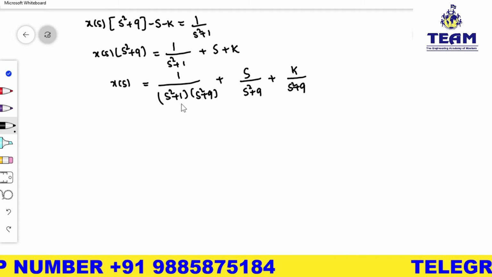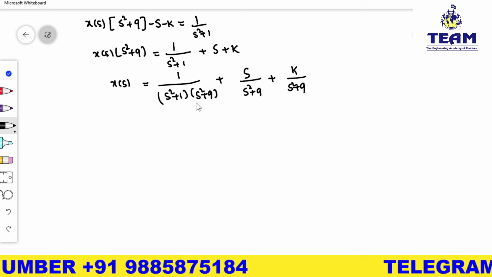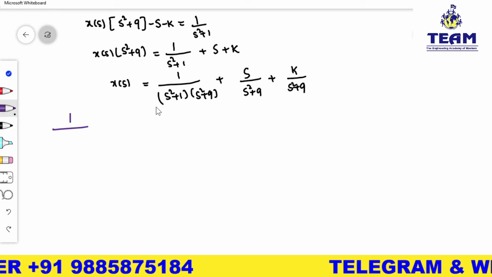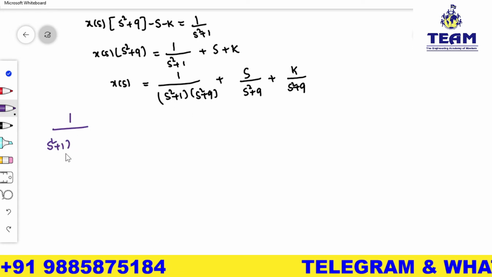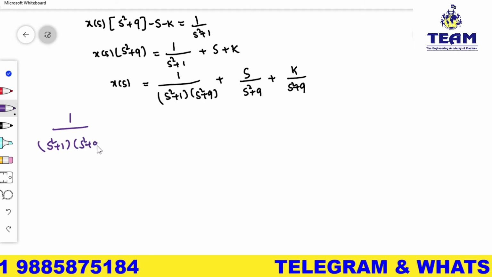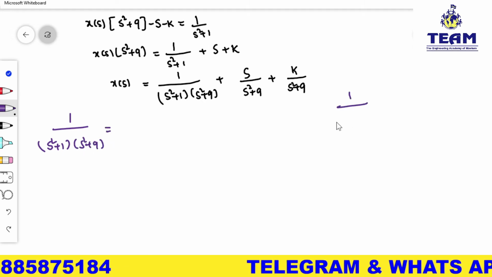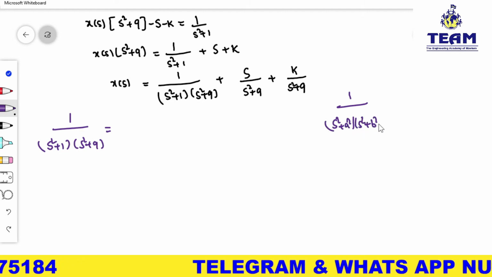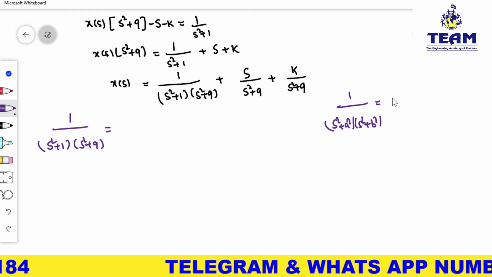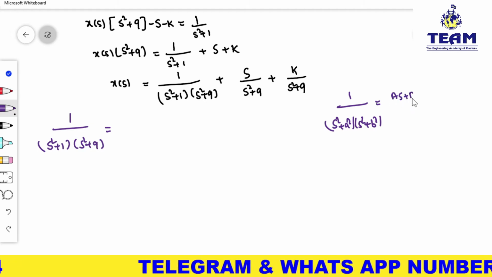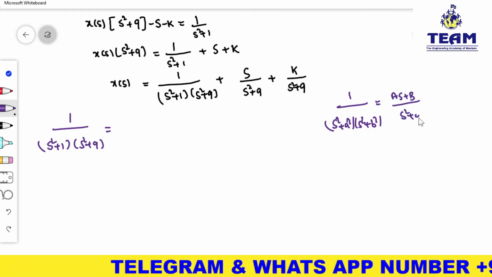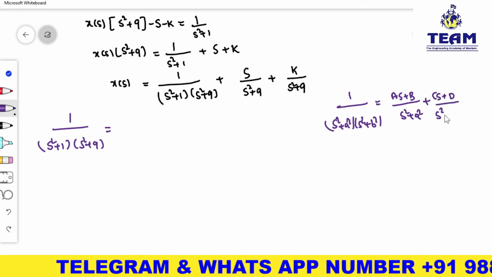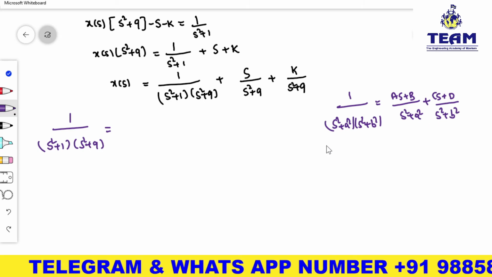In this case, what we have to do? You have to go for partial fraction. Okay. First, I am simplifying this one. Given, what we have in the equation? 1 by s square plus 1 into s square plus 9. Friends, you remember, if you have 1 by s square plus a square into s square plus b square, in general we have to write as a s plus b by s square plus a square plus c s plus d by s square plus b square. You have to write like this.